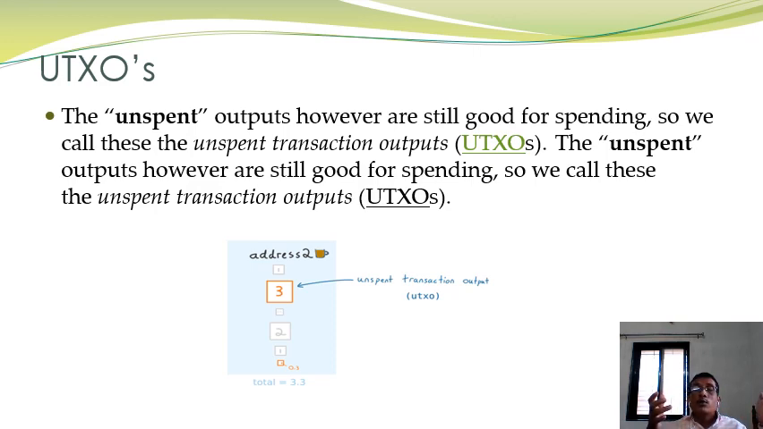Unspent outputs are the outputs we receive from the previous transaction. This is the value, the amount of Bitcoin that we receive from the previous transaction, and the current transaction can spend. The current transaction can utilize this output. These outputs are still good for spending, and so we call them unspent transaction outputs. Whatever outputs we receive from the previous transactions are called unspent transaction outputs, and these outputs are available to spend in this current transaction.